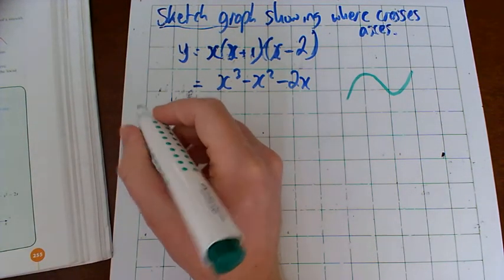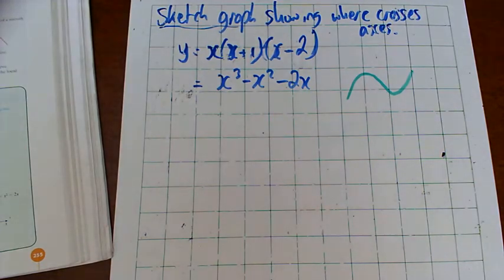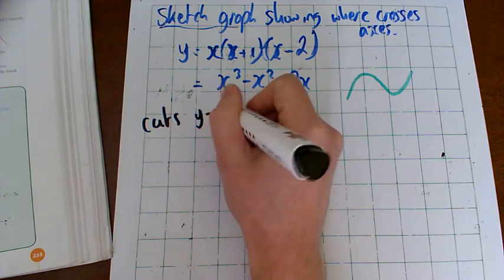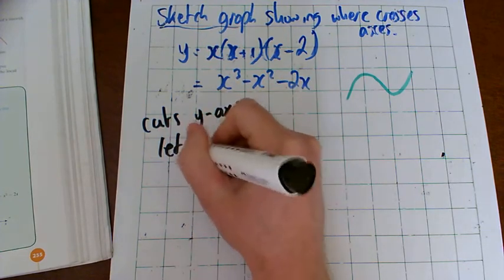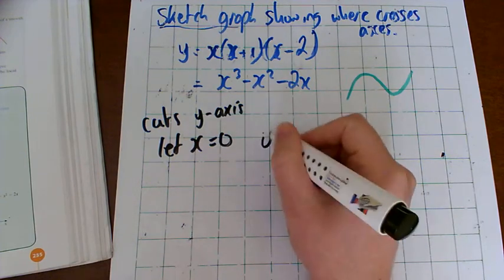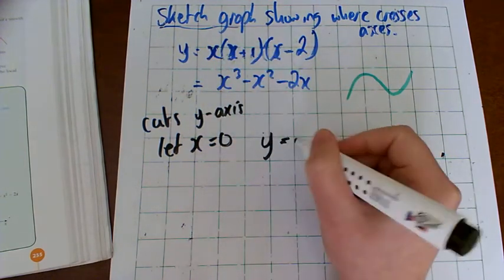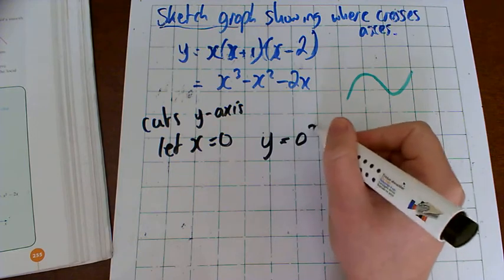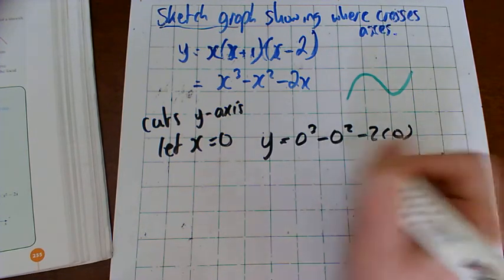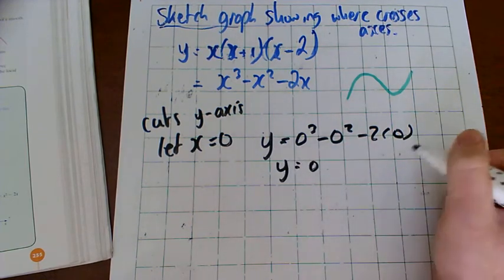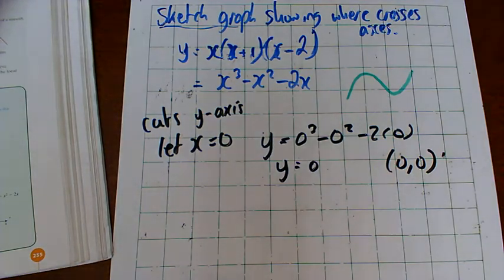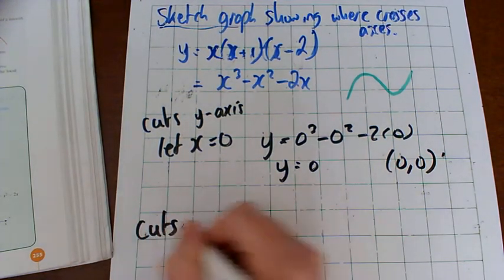So where it cuts the y-axis, let x equal 0. So if we let x equal 0, we get y is equal to, you could have left it like this, 0 cubed minus 0 squared minus 2 times 0, y is 0. So it cuts the y-axis at 0, 0. So I know that's going to be one of the points where it cuts the x-axis as well.